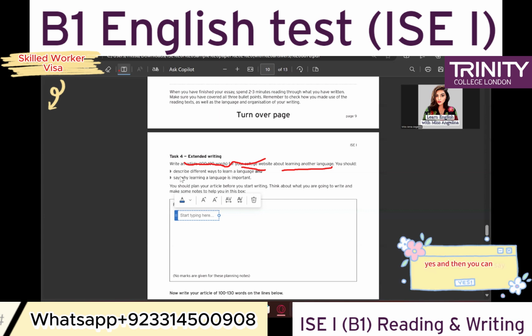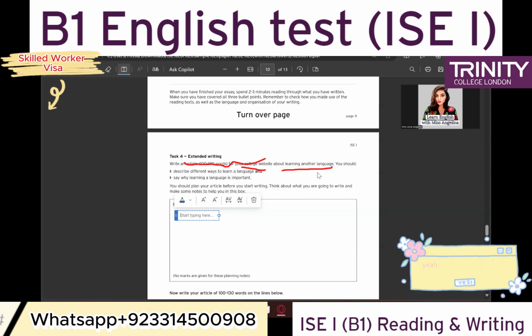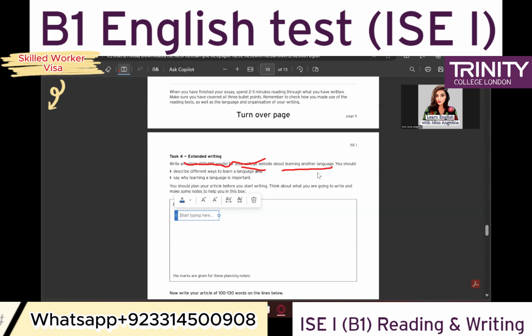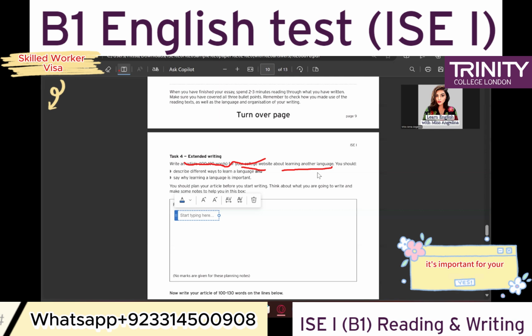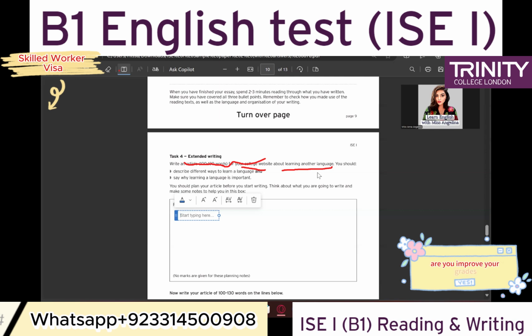Yes, and then you can say secondly, I want to say why learning a language is important. Yeah, learning a language is important for your education, and if you learn a language, you improve your grades. Why do you think learning a language is important?